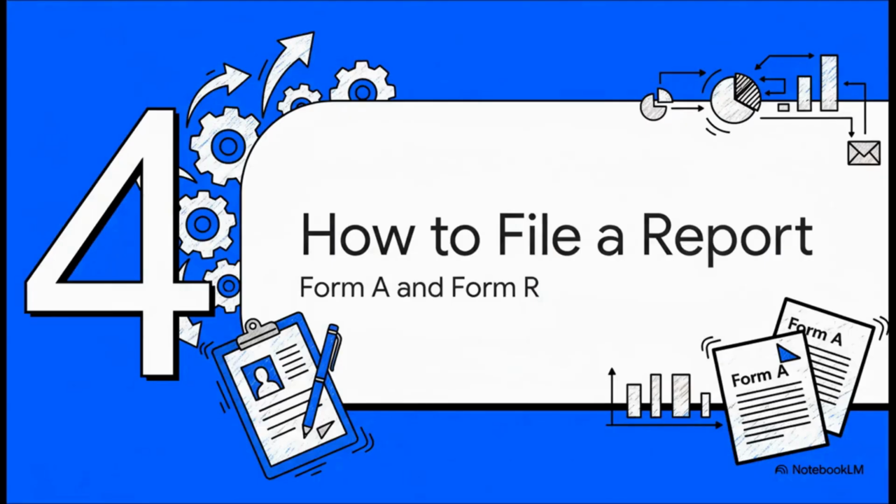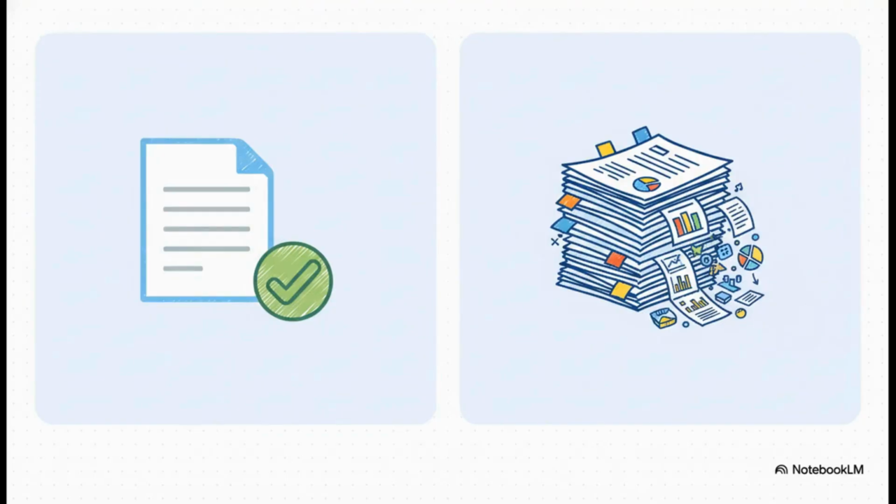Okay, so you've gone through the checklist and you have to report. Now what? What does that actually look like? Well, the whole process really boils down to 2 main forms. You've got 2 choices, Form A or Form R.